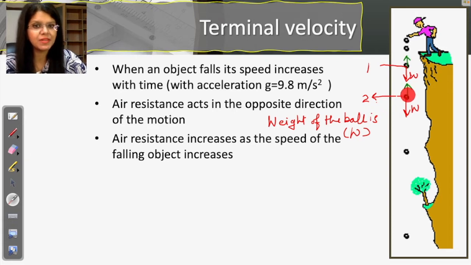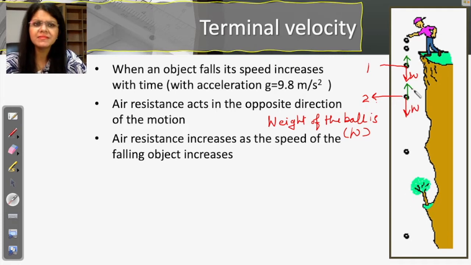This is a very important concept to note. Ball is falling down, the air resistance is increasing, and do remember that the green arrow for the air resistance is opposite to the direction of the motion. Motion is downward, air resistance is upward. Air resistance is increasing as you're falling down.